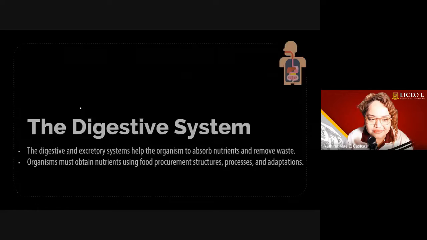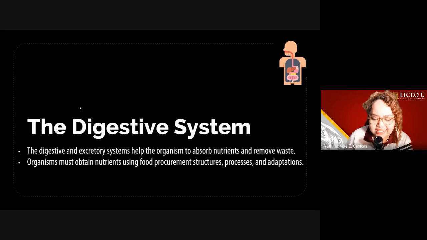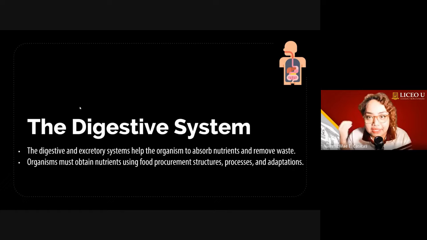So the digestive system, let's go back here. The digestive and the excretory systems, which will be the second topic after this, help the organism to absorb nutrients and remove waste. It is everything to do with nutrition. It is everything to do with sustenance. May it be nutrition from food, like carbs, proteins, the macromolecules, or may it be minerals or vitamins and so on. So organisms must obtain nutrients using food procurement structures, processes, and adaptations.